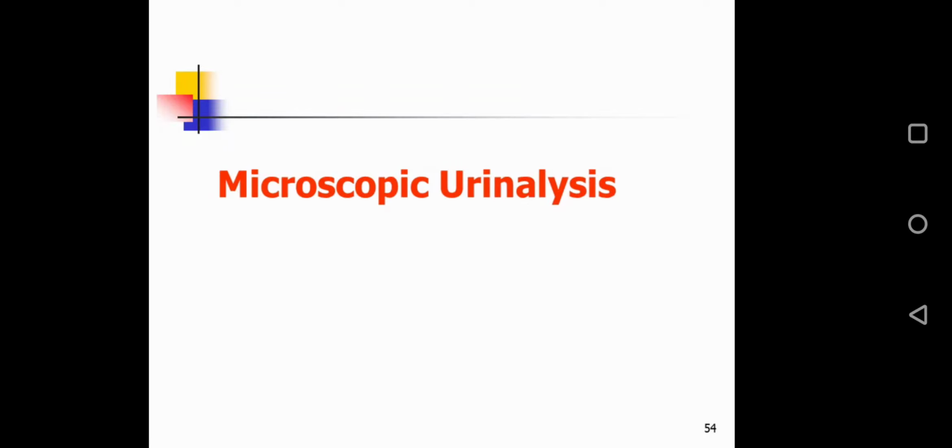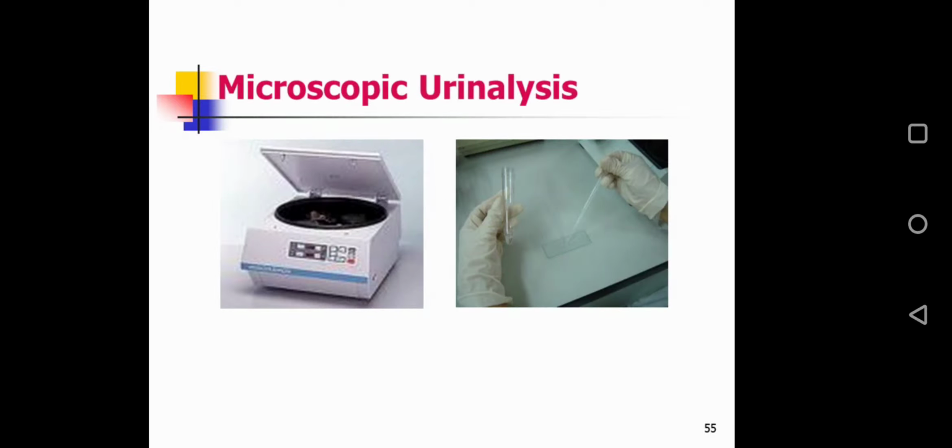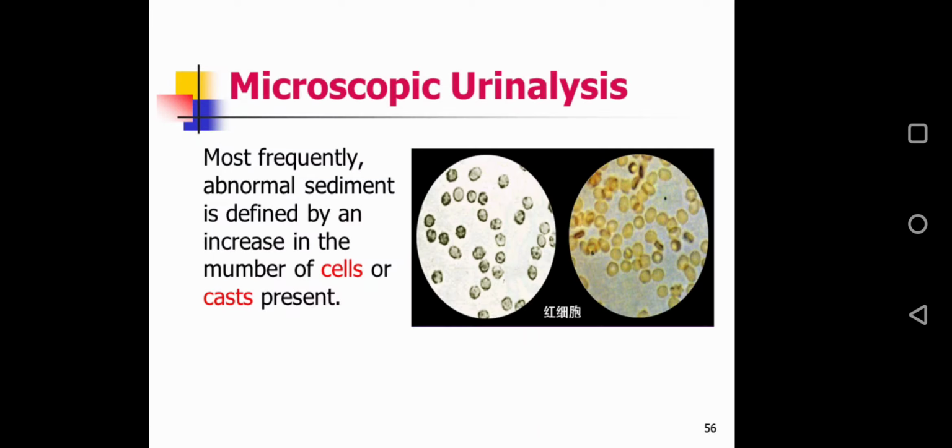The third part is microscopic urinalysis. A microscopic evaluation of the urinary sediment often produces valuable information that provides the clinician with a more specific diagnosis or an assessment of therapy. Most frequently, abnormal sediment is defined by an increase in numbers of cells or casts present.